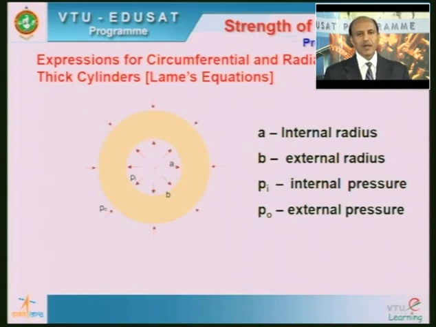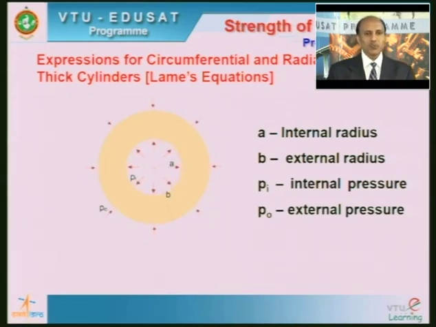This particular cylinder is subjected to an internal pressure Pi. You can clearly see in the animation that the inside is subjected to an internal pressure Pi, and it is also subjected to an external pressure P naught. Sometimes that P naught may be 0, meaning there can be no external pressure, however the cylinders are subjected to internal pressure. We are taking a very general case where the cylinder is subjected to both internal pressure as well as external pressure. The internal pressure is Pi, P suffix I, and the external pressure is P suffix O.